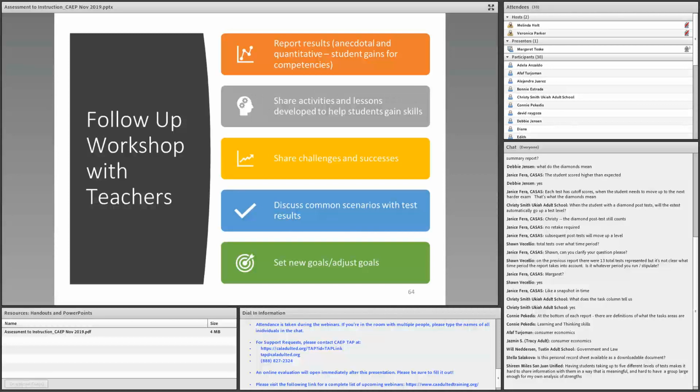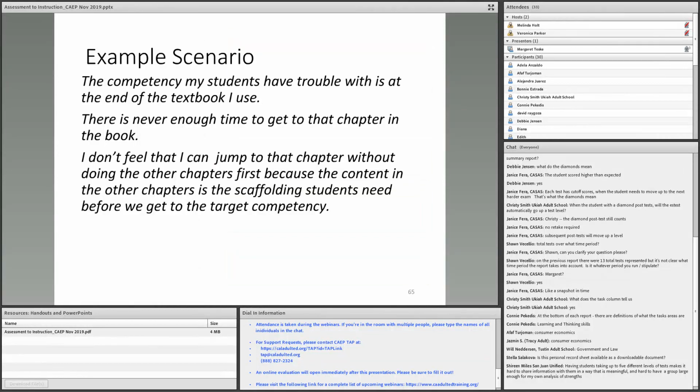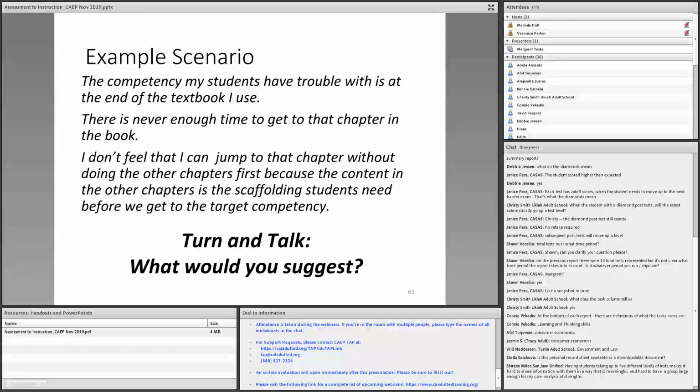So let me give you some scenarios that were used. Here's an example scenario. The competency my students have trouble with is at the end of the textbook. So there's never enough time to get to that chapter. I'm not sure that I can jump to that chapter without doing the other chapters first because they need the scaffolding. So I have teachers discuss with each other what they would do in that situation. In other words, turn and talk.